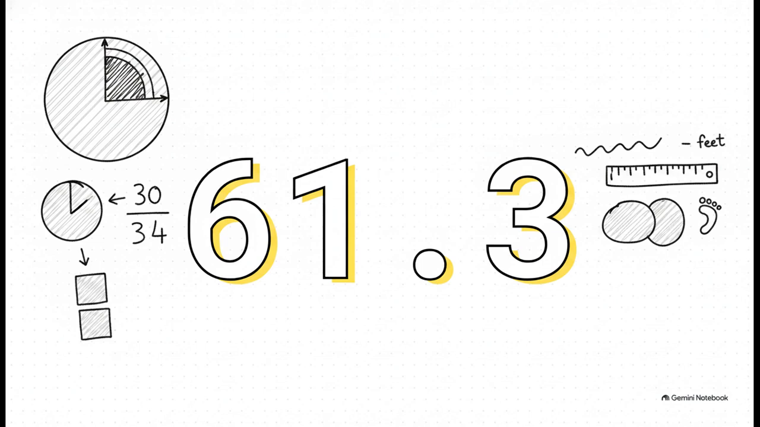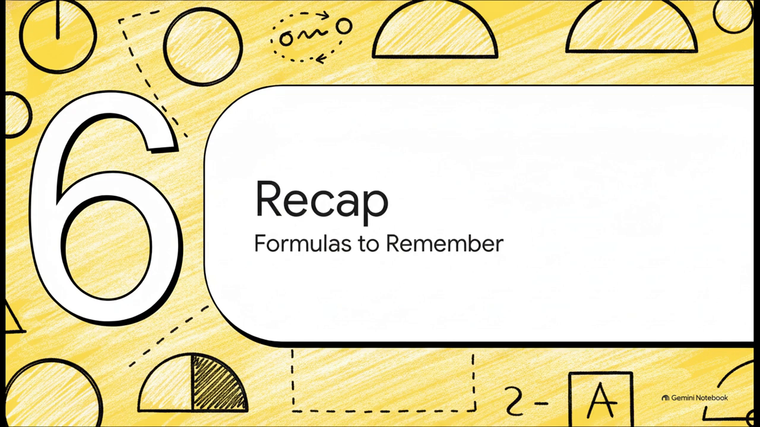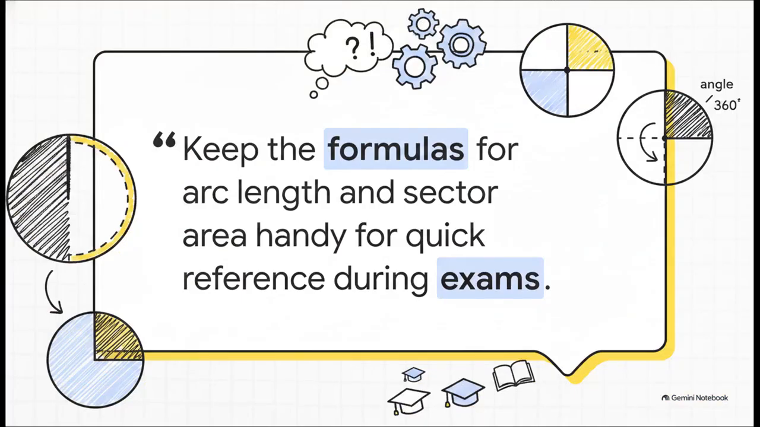Excellent work. Finally, part 6, recap. The formulas you absolutely need to remember. As this tip points out, a little memorization goes a long way here. Remembering that arc length relates strictly to the circumference, the outer boundary, and that sector area relates to the whole area, the space inside, will give you a massive advantage. It's really all about that part-to-whole relationship, your angle over 360.